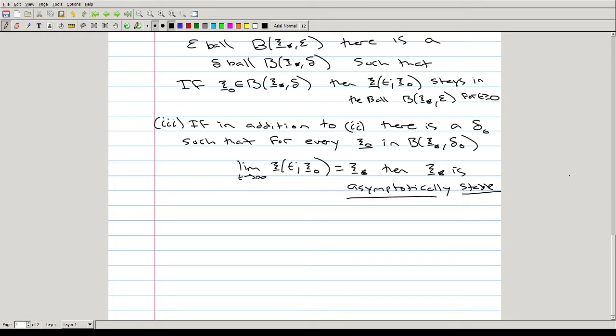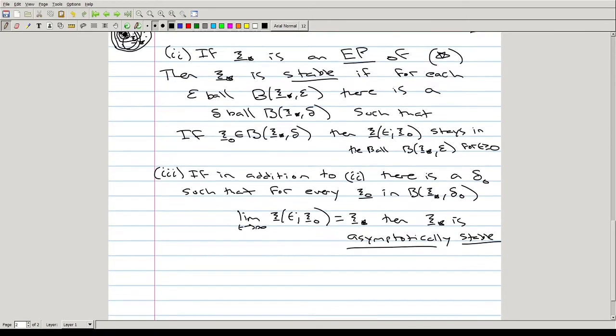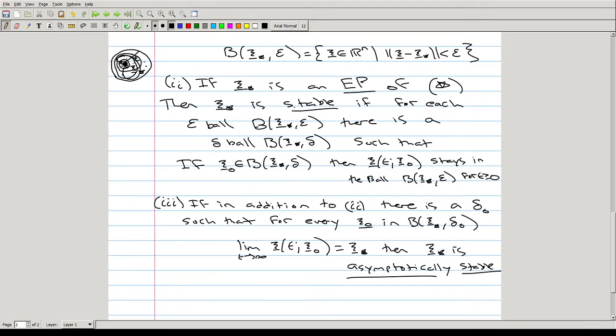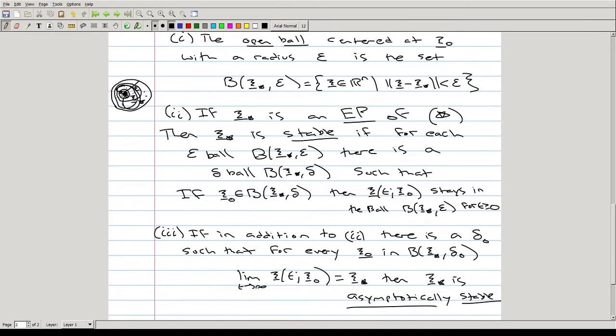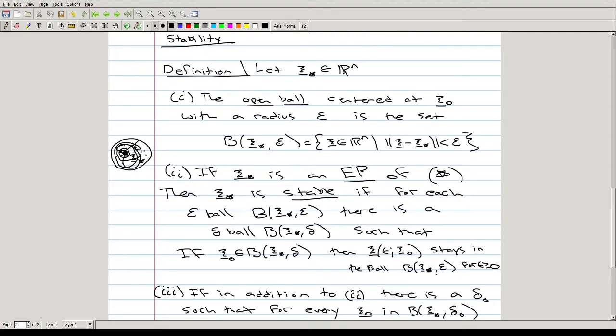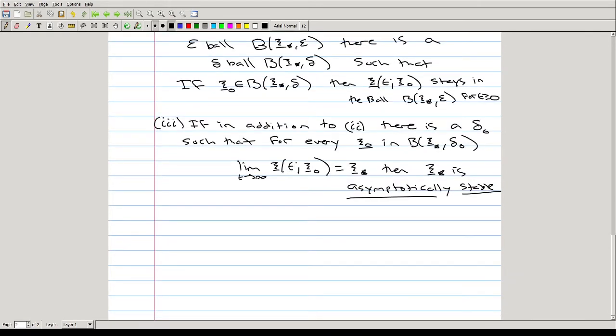This is what we call it. So this 2 is stability, gives us the definition of stability, and 3 gives us the definition of asymptotically stable for a system of n nonlinear ODEs. And then if xi star is not stable, we call it unstable.